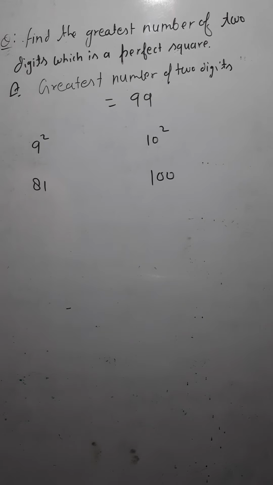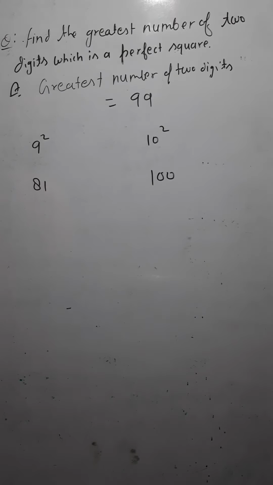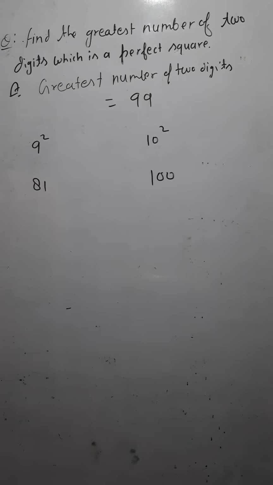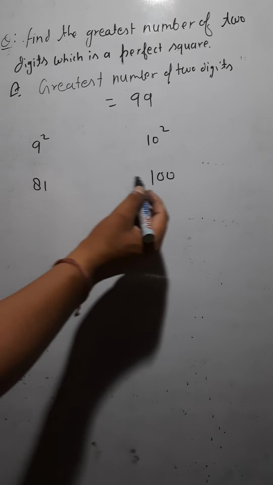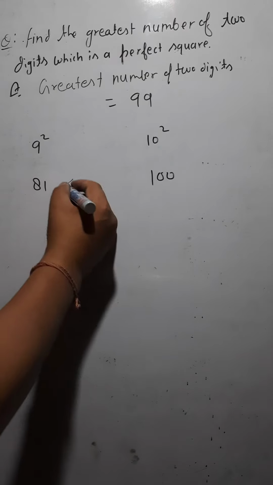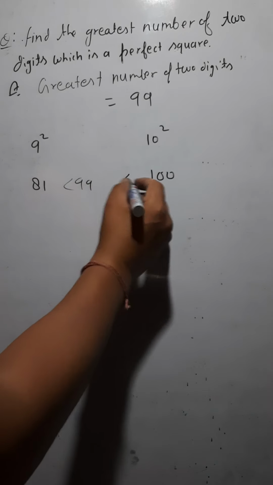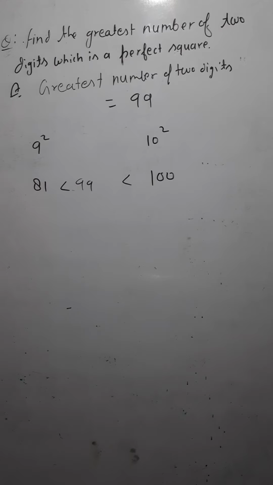Square of 9 is 81. Square of 9 is not 99. And square of 10 is 100. And 99 is between these two numbers. Yes or not? 99 is greater than 81 but less than 100. Means 99 is between these two numbers. So 99 is not a perfect square.